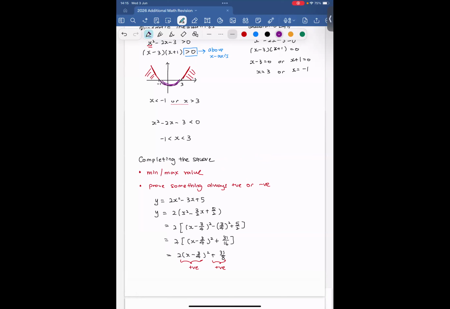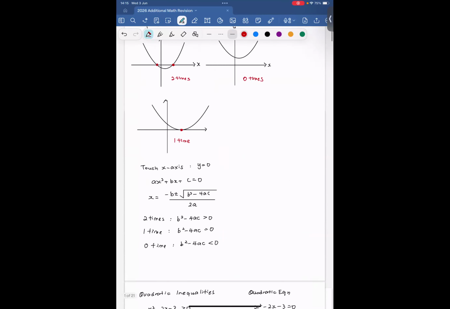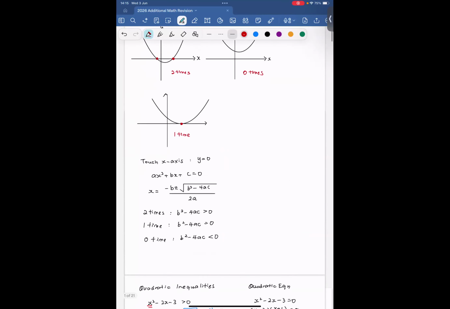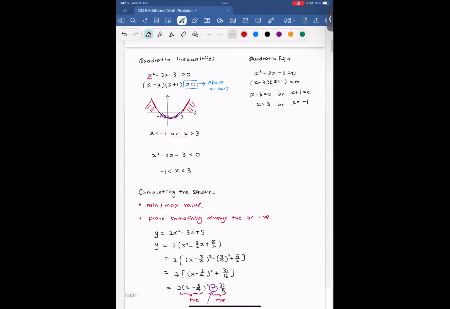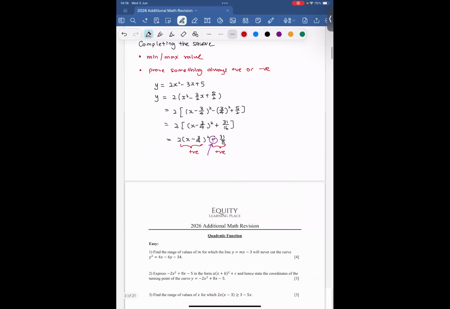If this thing is minus, then we cannot conclude whether it is positive or negative for all values of x. Okay, so this is a very general guide of your quadratic function. This is just actually to refresh your memory. If you totally know nothing, honestly, this will not help you much.